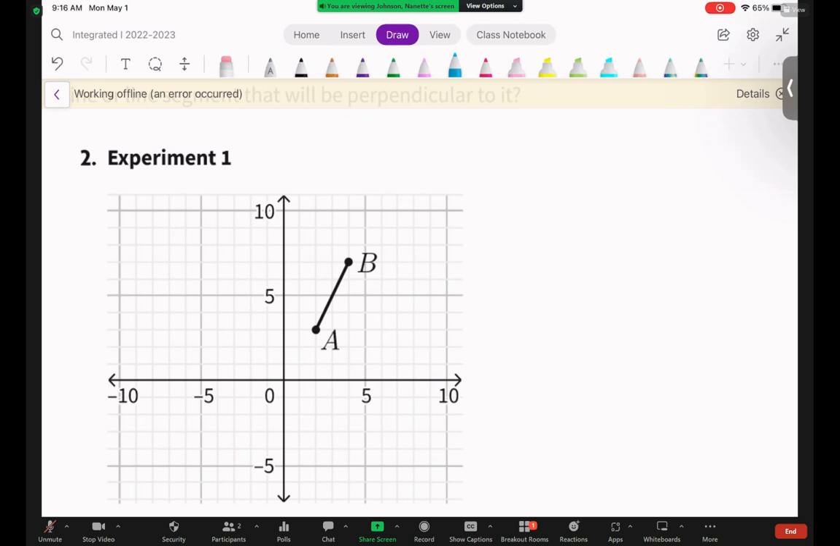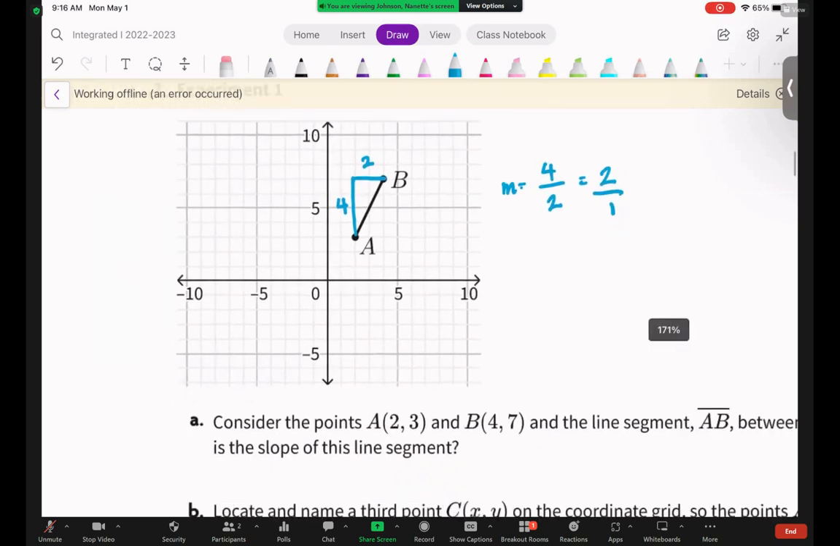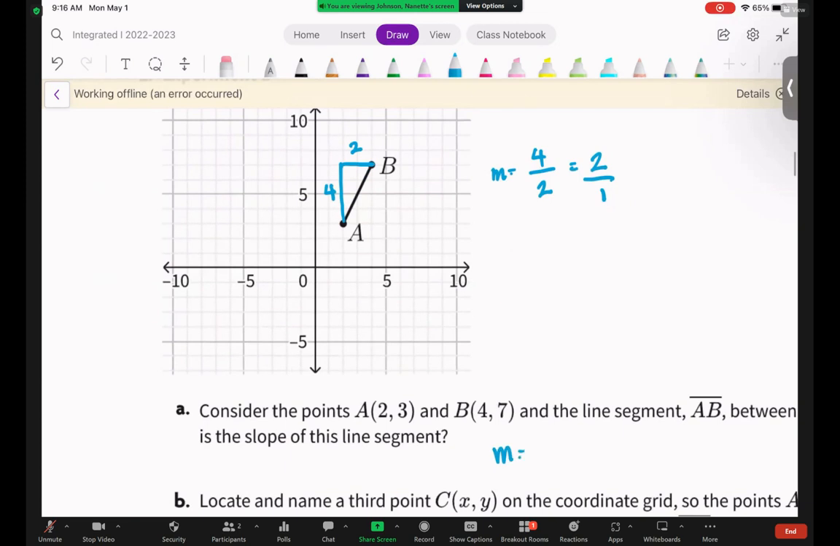Okay, and hopefully you figured it out like this. You went up 4 and you went right 2. So the slope here is going to be 4 over 2, which is just 2. And I'm going to put it over 1 just so that it's obvious for you. Okay, so here the slope is 2 over 1.